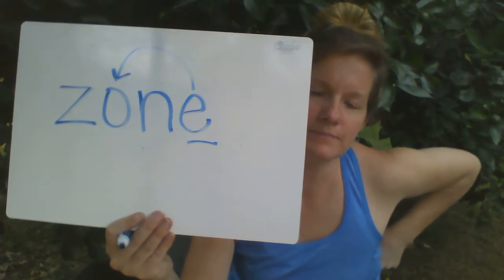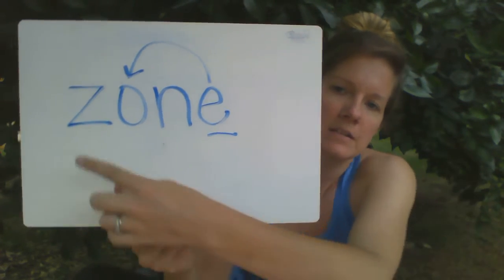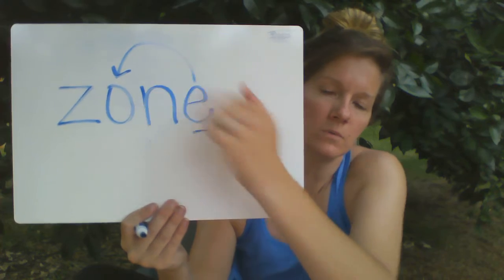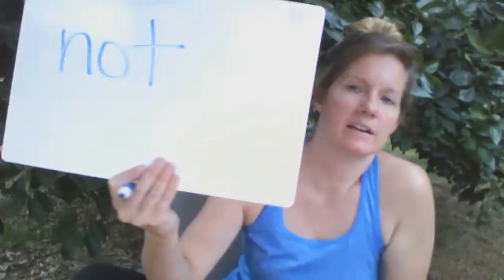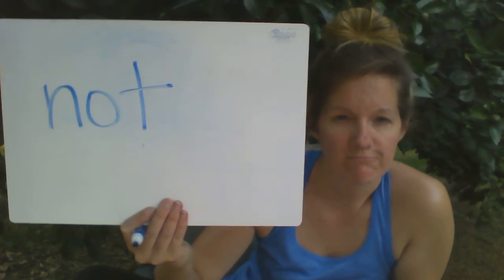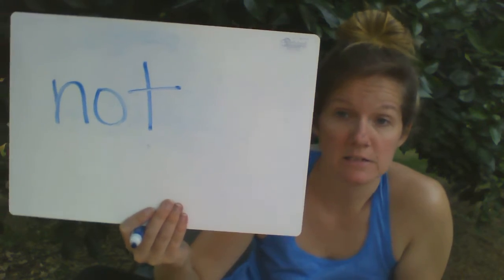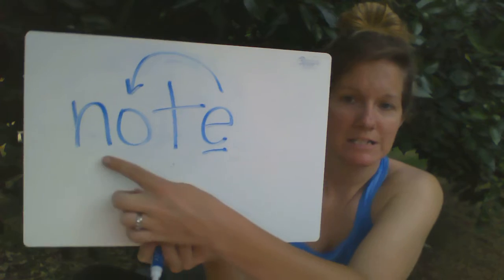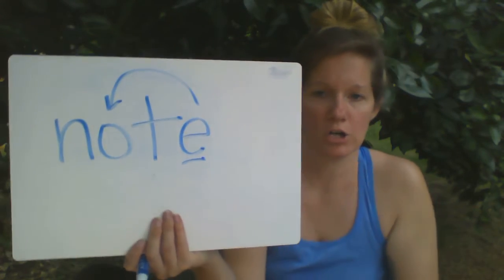This one. Z. What's the word? Zone. Good. All right. One more. Let's do another where I don't have that helper E. What's this word? You know this word. Not. Not. Now what happens when I give that O his helper? Note. Very good. All right.